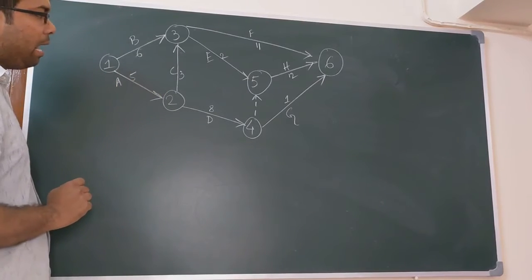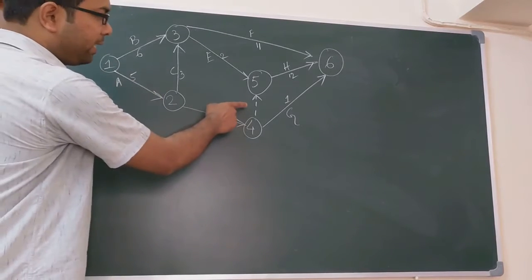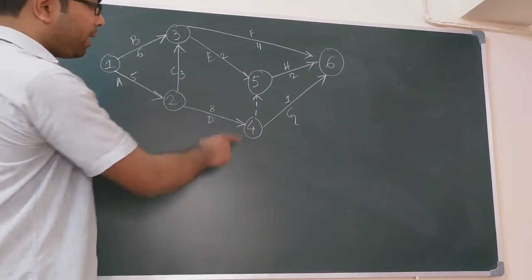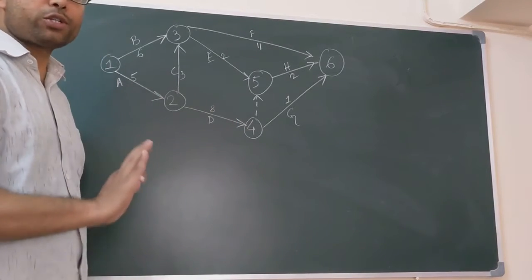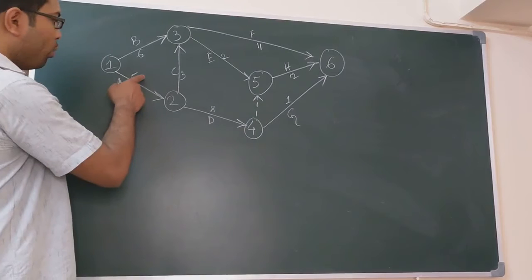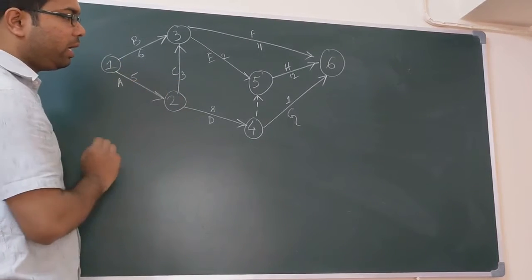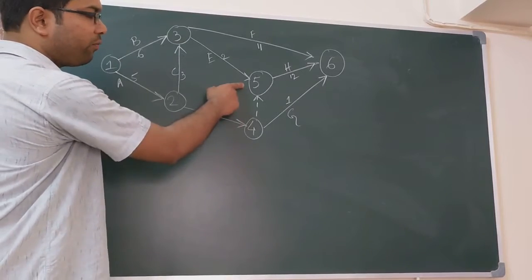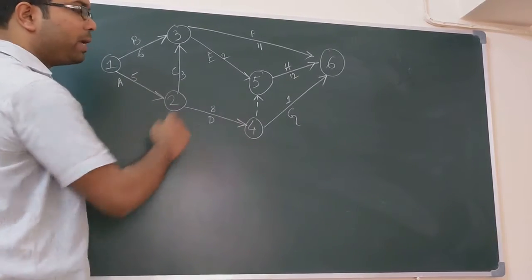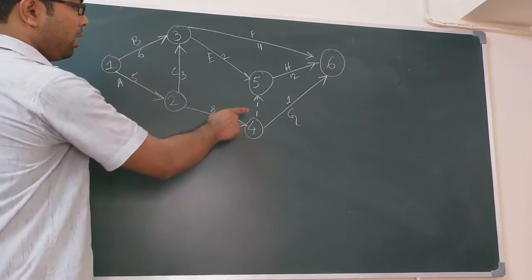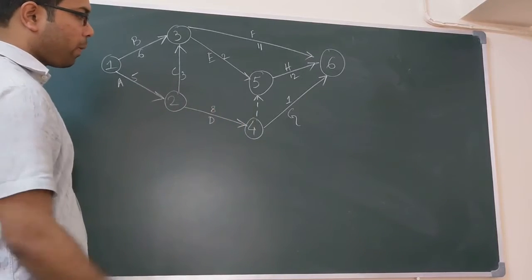Okay. Now, this is the dummy activity. Dummy activity is denoted by the dashed line. This contains no resource, no weight. Weight of A is 5, weight of B is 6, weight of C is 3, but weight of this 4, 5, this is a dummy activity. Now, it contains no resource.